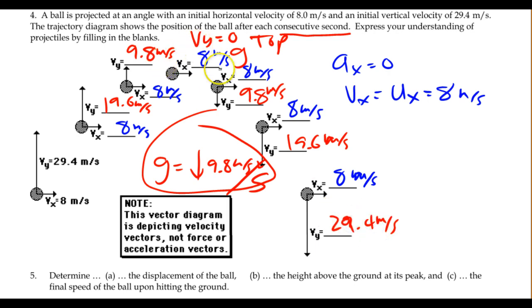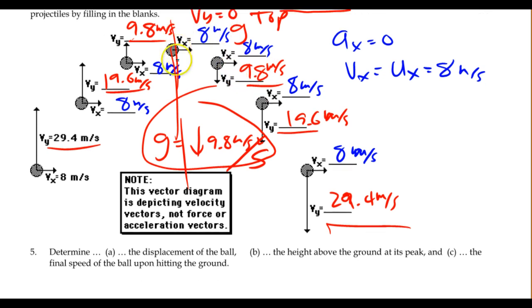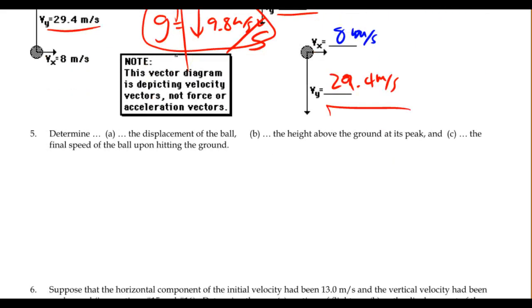As I mentioned before, this is a parabola, so notice the symmetry. 29.4, 29.4. Now, it's in the opposite direction, but the magnitude is the same. 19.6, 19.6. Opposite direction, same magnitude. 9.8, 9.8. Opposite direction, same magnitude. So don't forget to use symmetry in these cases. Symmetry is your friend.